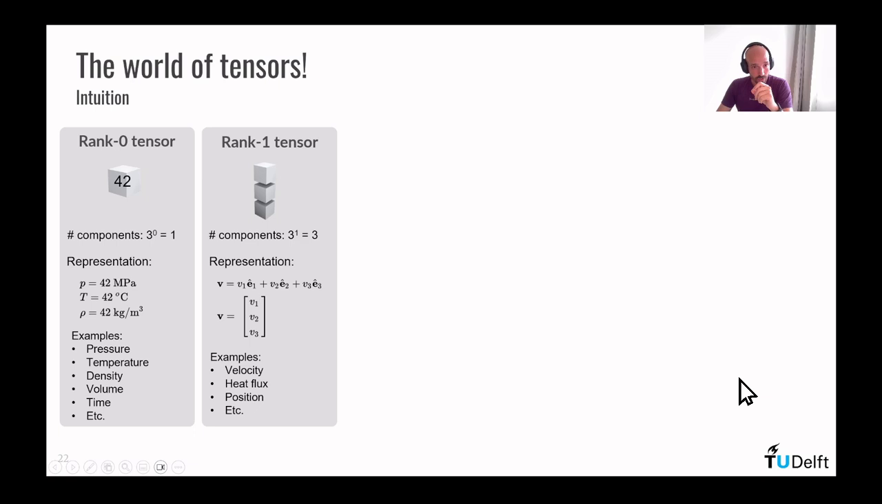We can also represent this vector by a column vector, like this, or like this, it doesn't matter. And examples of rank 1 tensors are the velocity vector, heat flux, position. A position is also a vector because it is always measured with respect to a reference.